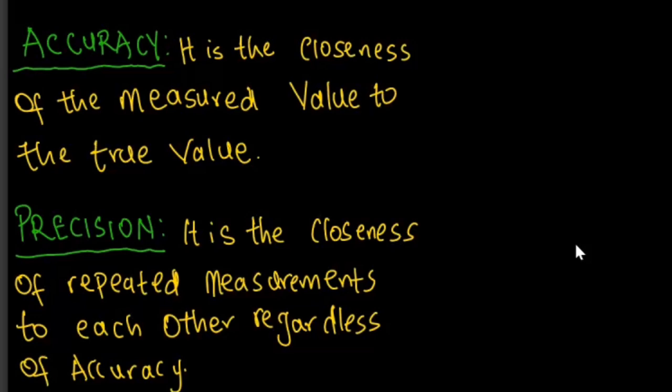So let's move on to precision. What is precision? Precision is simply the closeness of repeated measurements to each other, regardless of accuracy. So in precision, we are looking at how close the values we have measured are to one another.